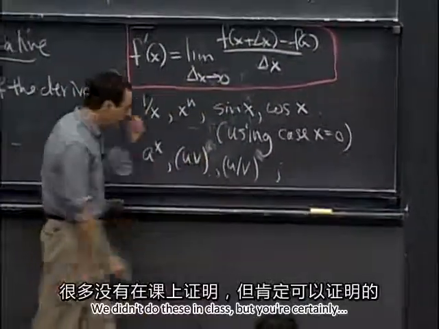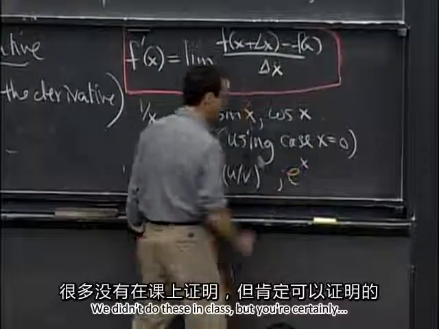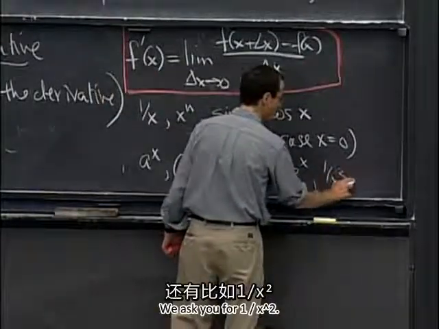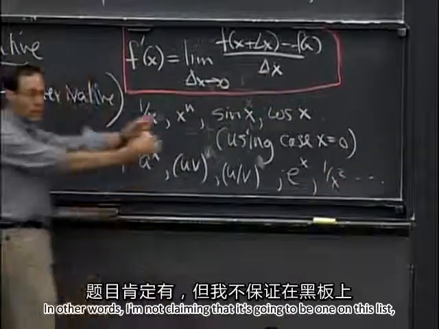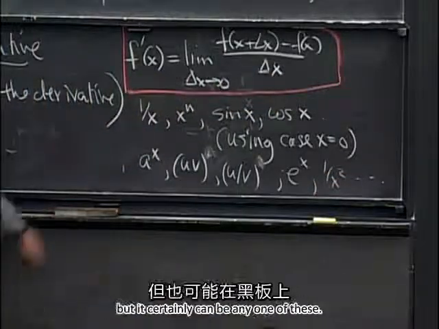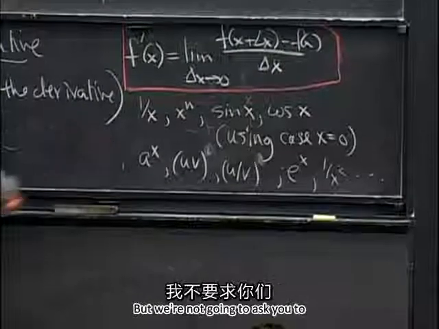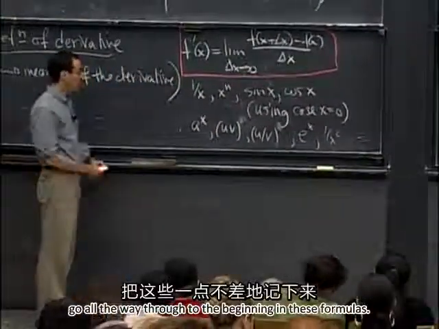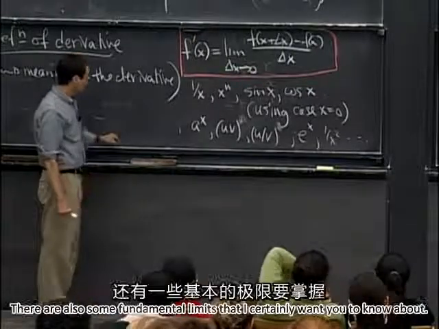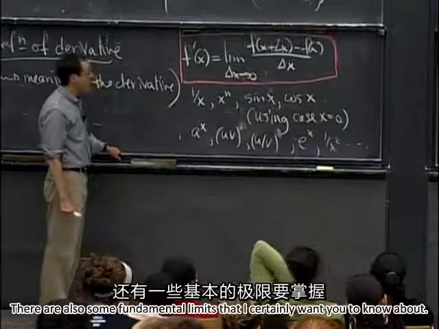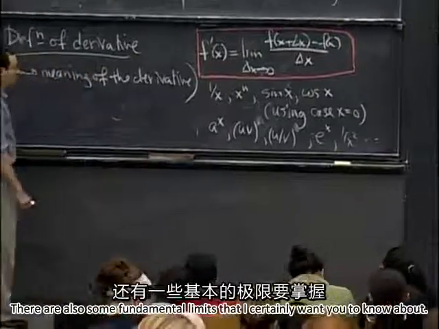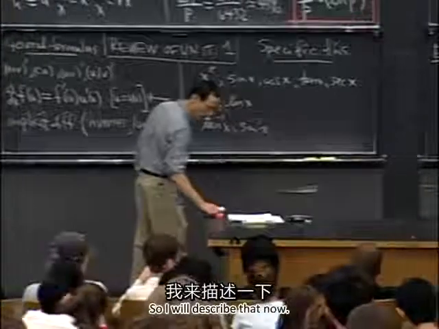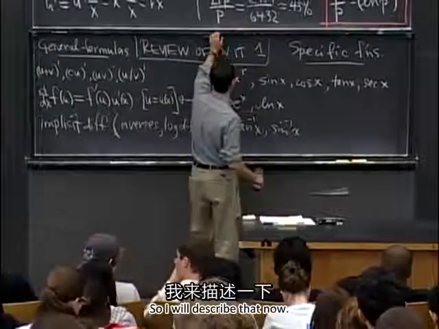We didn't do these in class, but e to the x is a perfectly okay one. On one of the exams, they ask you for 1 over x squared. I'm not claiming that it's going to be one on this list, but it certainly can be any one of these. But we're not going to ask you to go all the way through to the beginning in these formulas. There are also some fundamental limits that I certainly want you to know about. And these you can derive in reverse, so I will describe that now.